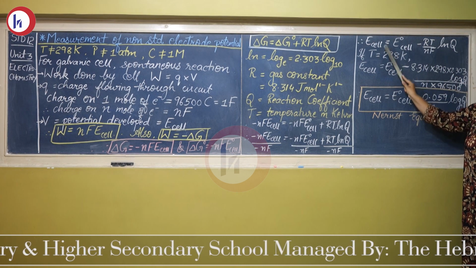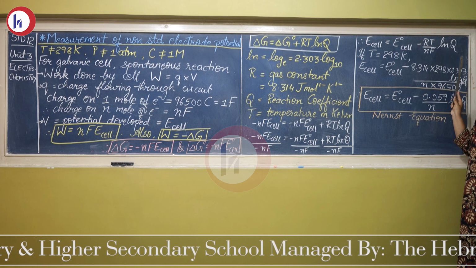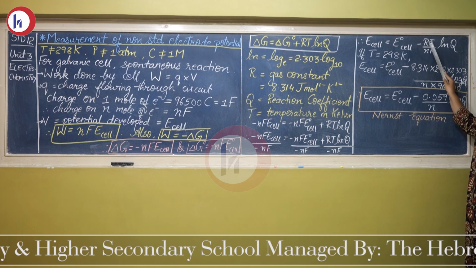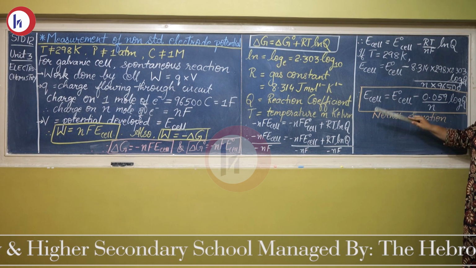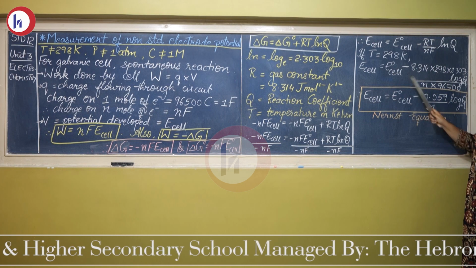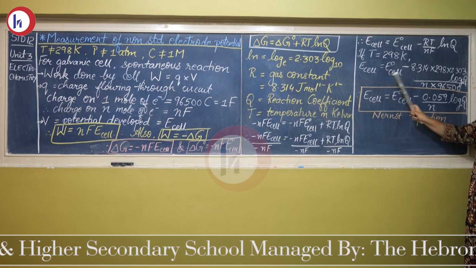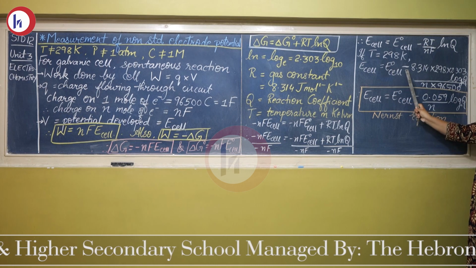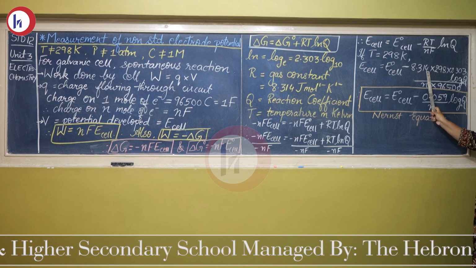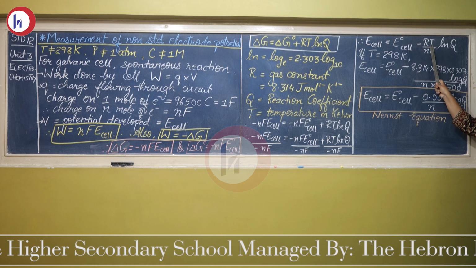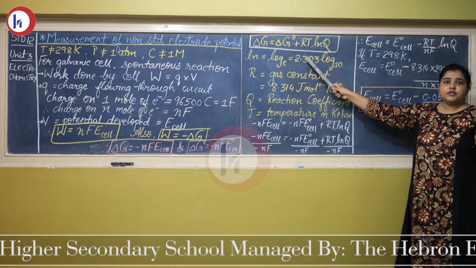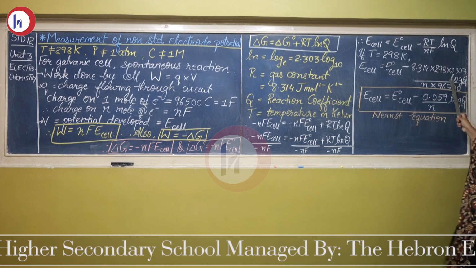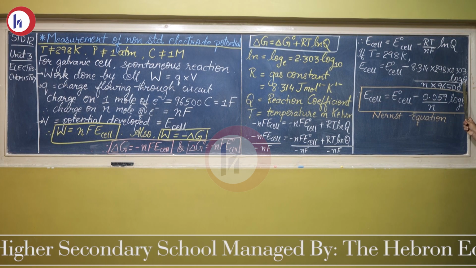Now, in this equation, if the temperature is 298 Kelvin, R value is 8.314, F is 96500 coulombs, then substituting this we get the equation E cell equals E naught cell minus 8.314 into 298 for temperature, ln Q we can write as 2.303 log of Q.